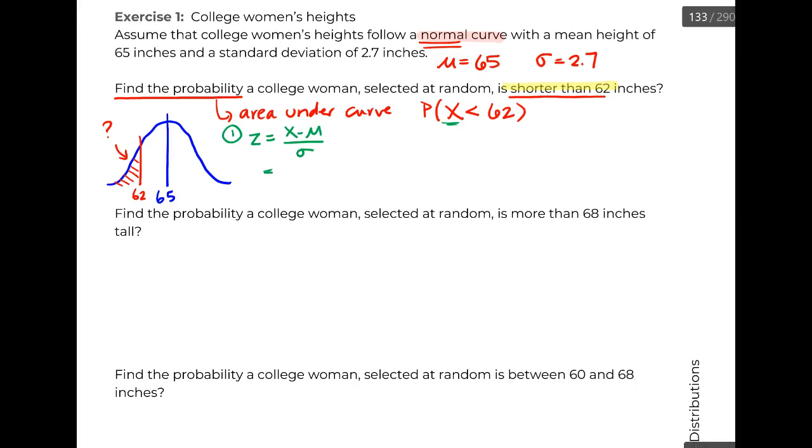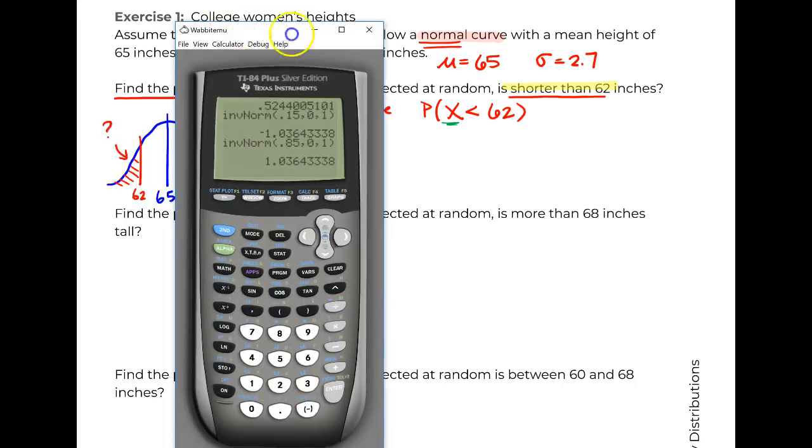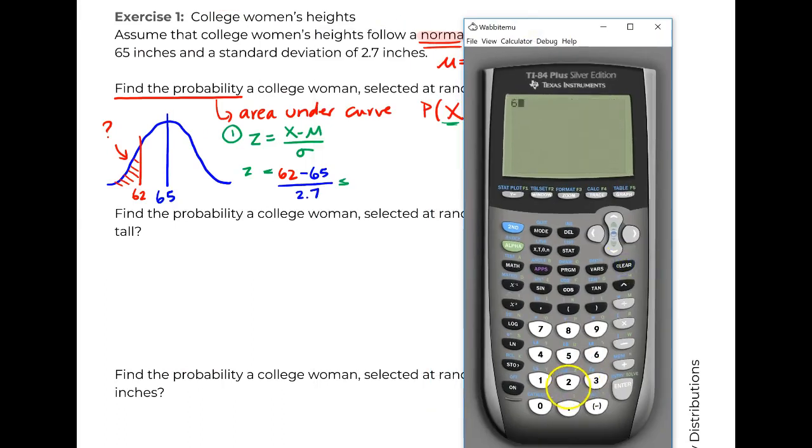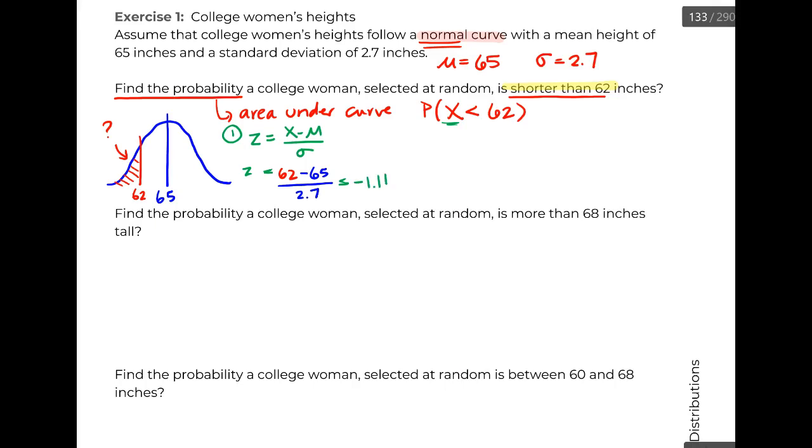So basically, we had a 62. How far from our average of 65 is that? Based on our standard deviations, right? How many bunny hops are we dealing with? So we could do that in our calculator, making sure to do the subtraction before we divide by that 2.7. We get out a z-score of negative 1.11, which makes sense. We're below the average and more than a bunny hop. A little more than a bunny hop. It's a terrible bunny hop.